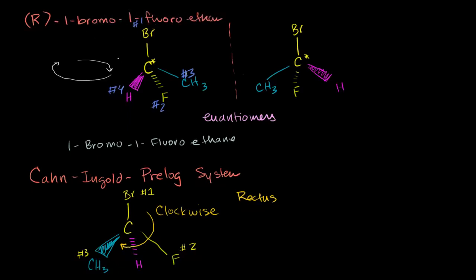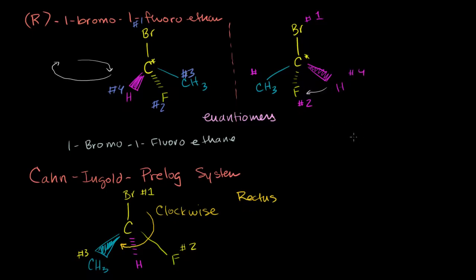So you might guess, well, this must be the opposite. So this must be the counterclockwise version. We can do it really fast. Same idea. We know the largest one, bromine, is number 1, in terms of atomic number. Fluorine is number 2. Carbon is number 3. Hydrogen is number 4. What we want to do is put hydrogen in the back. So what we're going to have to do is rotate it to the back to where fluorine is right now.